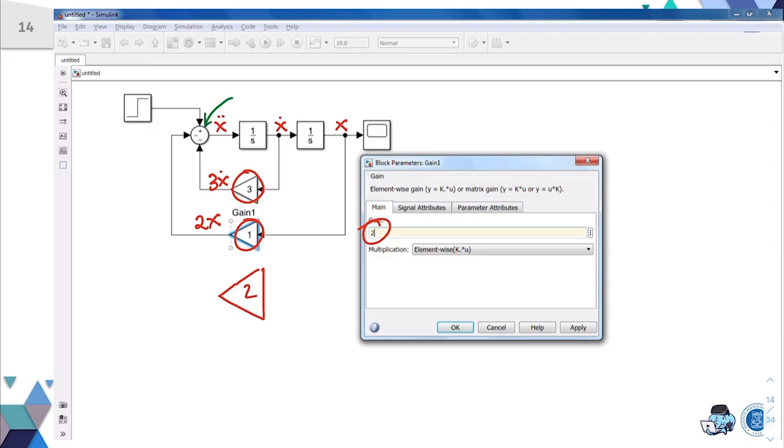Where x double dot is equal to minus 3x dot. The minus comes from this sign. This sign is negative, and then we have another negative there, minus 2x, and lastly plus, this is f(t), plus f(t). So if you rearrange this equation, you can write it as x double dot plus 3x dot plus 2x equal to f(t).